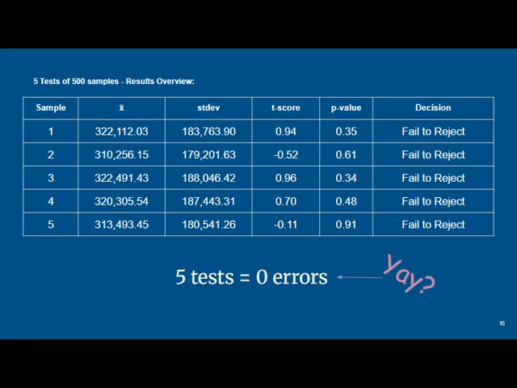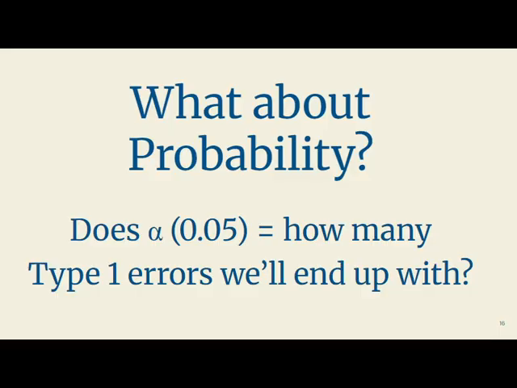Yay! That means none of my sample means were far enough away from the population mean to count as unusual. We didn't get a single error. That's great. But here's a twist. Getting 0 errors feels right, but is it actually what we should expect? That brings us to what this project is all about, probability. Specifically, we're trying to understand if alpha tells us how many type 1 errors we'll end up with.